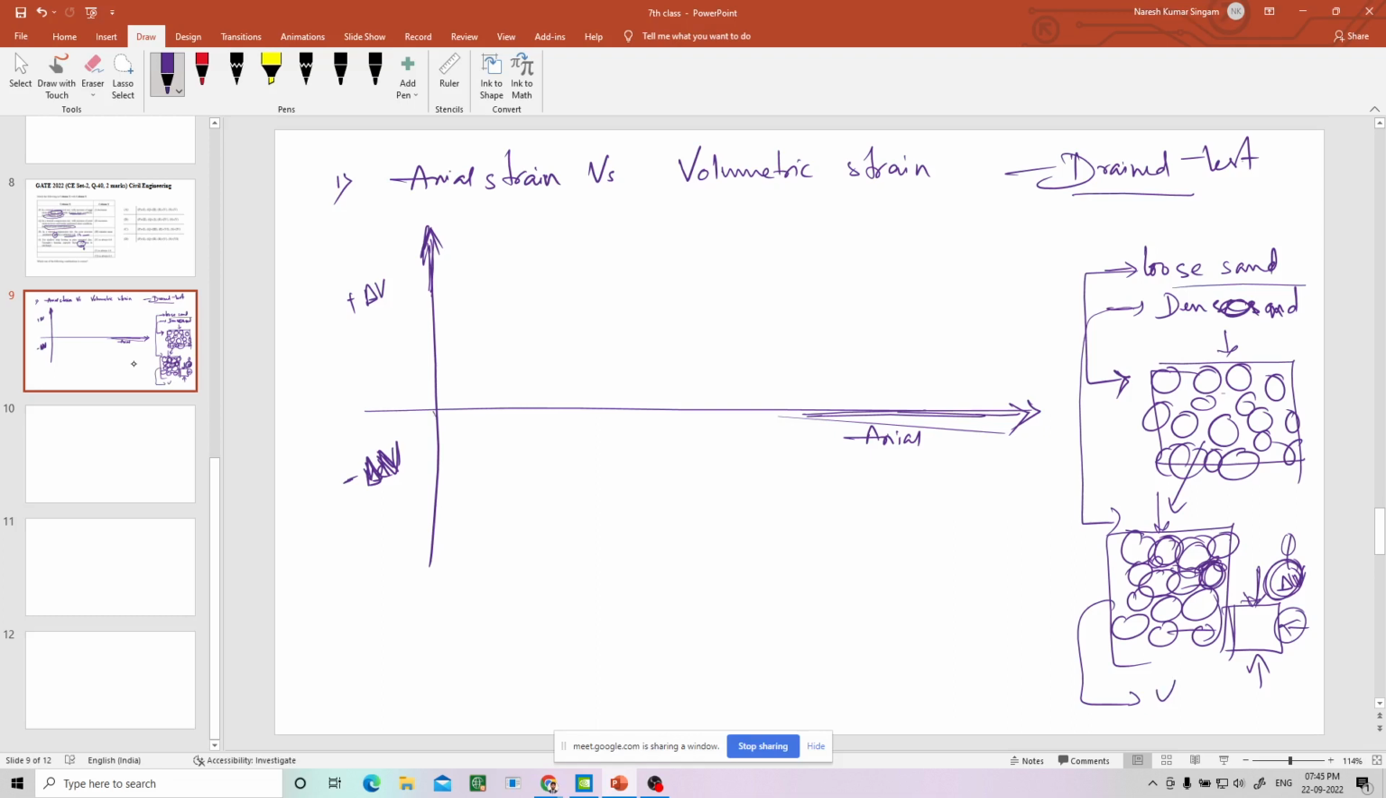So how can we draw now? For the loose sand, volume will decrease, so loose sand may behave like this. Whereas dense sand, initially, for some time, the volume tries to decrease, but after that, when the particles readjust and roll over each other, the volume will increase. For small axial strain it might decrease, but later it will again increase. So this one is loose sand and this one is dense sand. Here volume is increasing for dense sand, here it is decreasing.